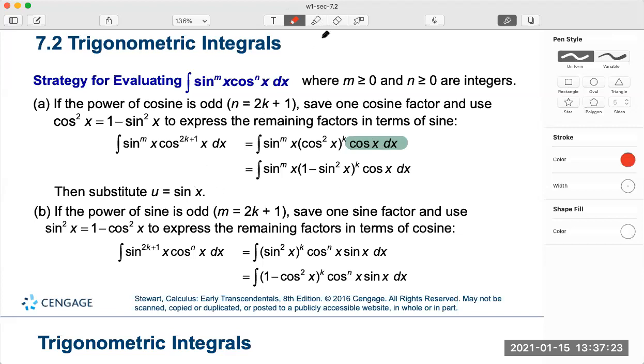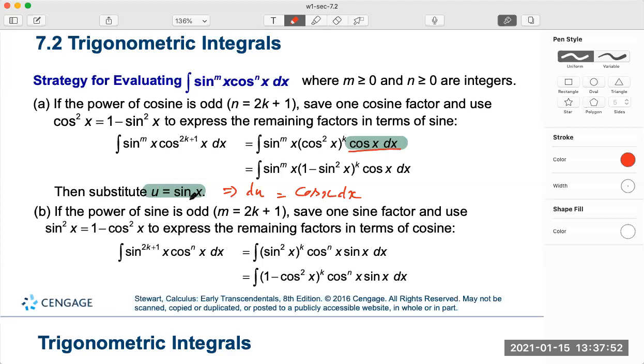Then if we do so, and we do substitution, we define u to be sine x here, then the derivative of u will give us, therefore du will be cosine dx, right? Then we can write everything in terms of u.